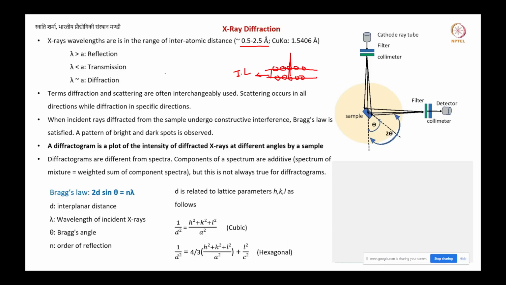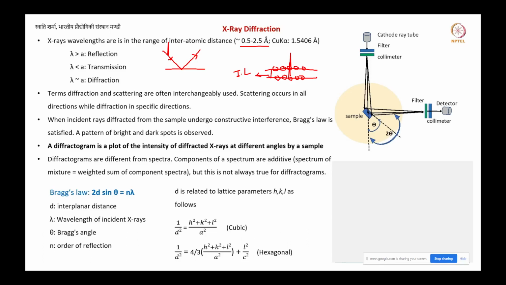When incident rays, suppose your X-ray, and I have also told you how the X-ray is generated, suppose your material is here. The incident X-ray will come to your material and will diffract. This is your incident ray and this is the ray diffracted from the sample, which undergoes constructive interference.